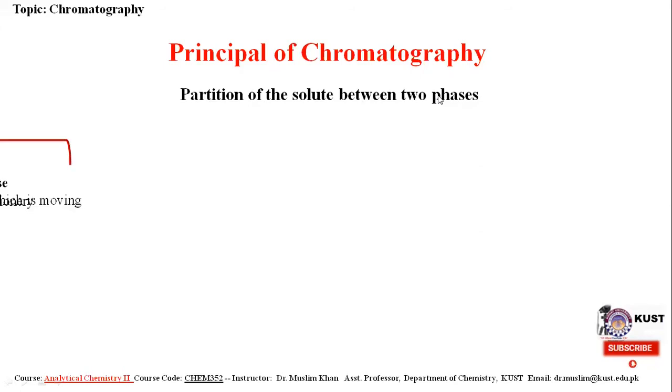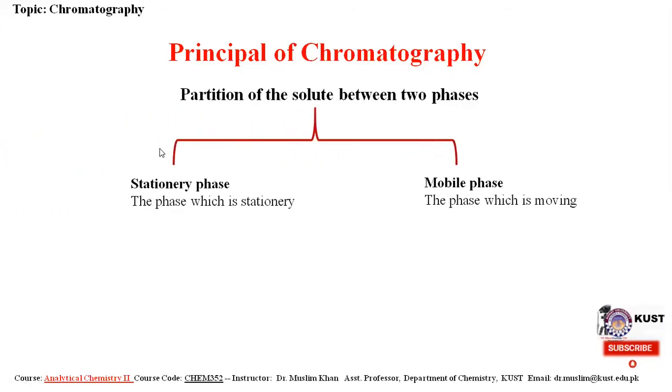So coming to discuss the principle of chromatography. In chromatography, the solute component you want to separate partitions itself between two phases. Those two phases are the stationary phase and the mobile phase. As the name indicates, the stationary phase is the phase which is stationary at one place, and the mobile phase is moving through this stationary phase.